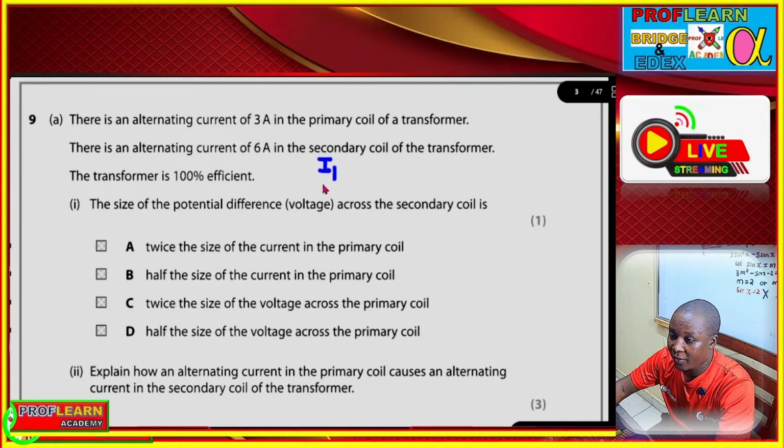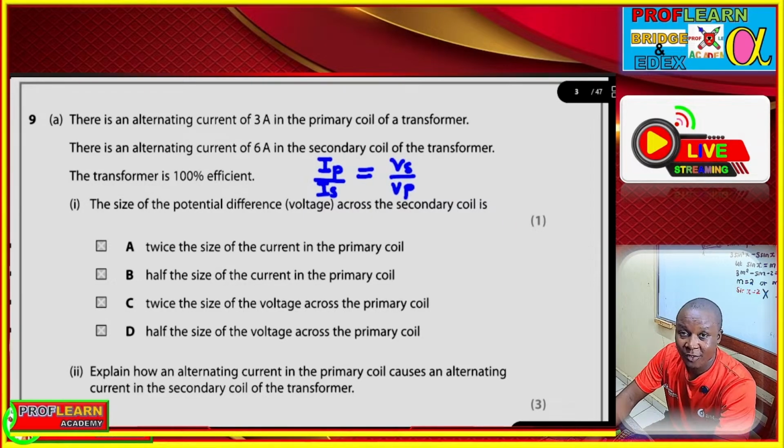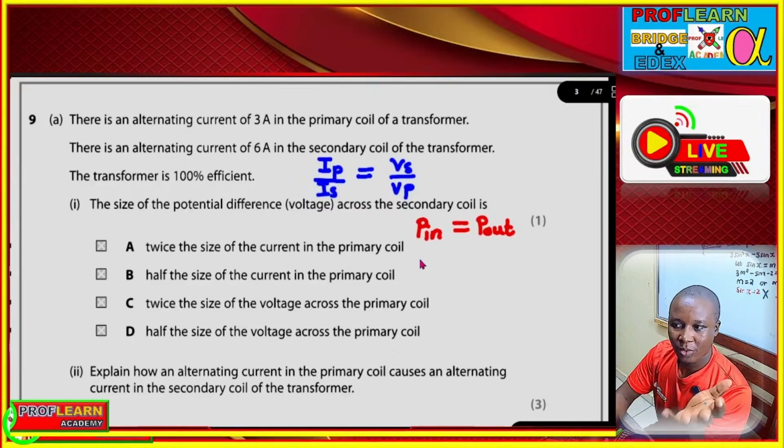The size of the potential difference across the secondary coil: we are going to use the formula current in the primary coil over current in the secondary coil equals voltage in the secondary coil over voltage in the primary coil. Or you can also look at this from power in equals power out, from the concept that the transformer is 100% efficient. So power in the primary coil is equal to power out of the secondary coil in that case.